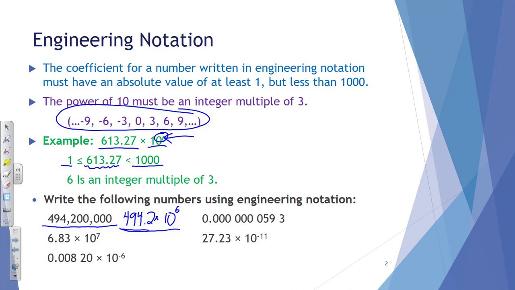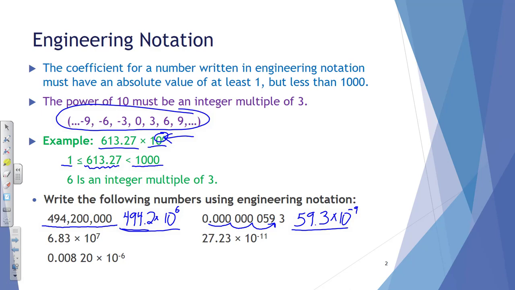0.000000593, we can write that in engineering notation. If we move that decimal 1, 2, 3, 4, 5, 6, 7, 8, 9 places over, this becomes 59.3 times 10 to the, we moved that decimal 9 places, and this is a very small number, so we're going to make that -9th power, and it's in engineering notation.